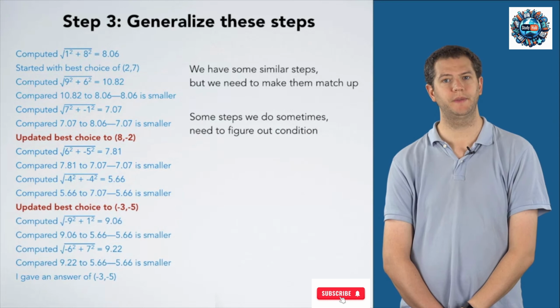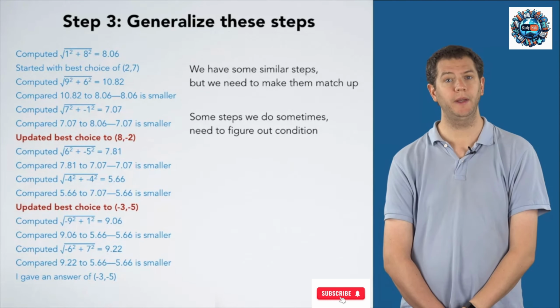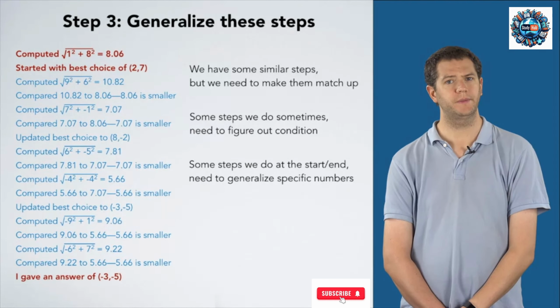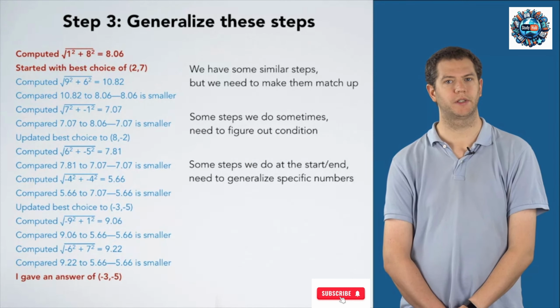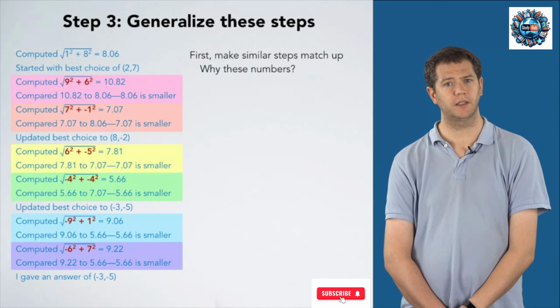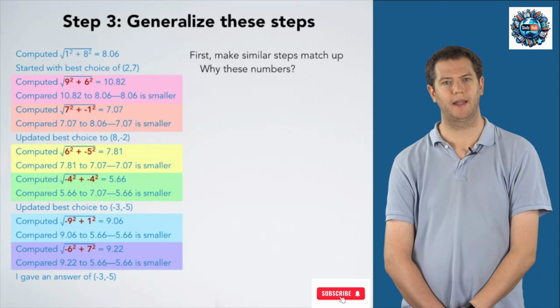We also have some steps we only do sometimes, and we need to figure out under what conditions we do them. We also have some steps we only do at the start and the end, and we're going to need to generalize the numbers in those. So the first thing let's do is make these similar steps match up.